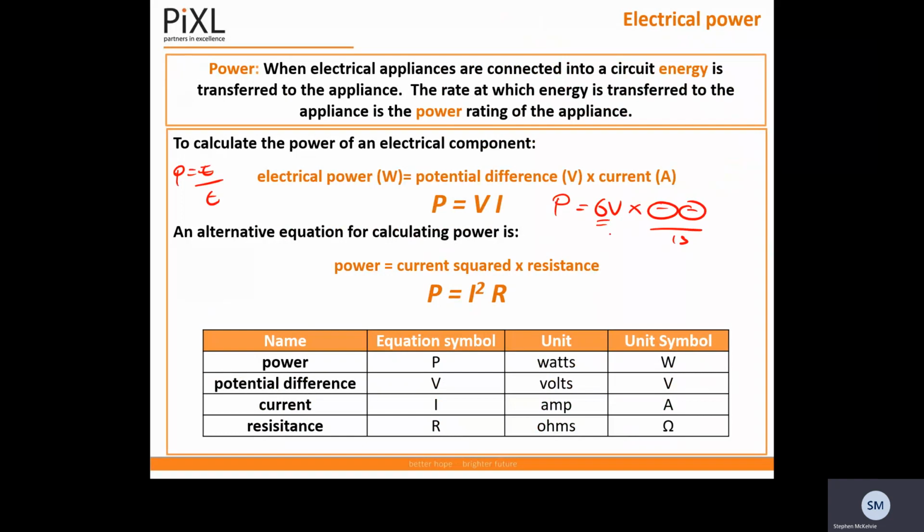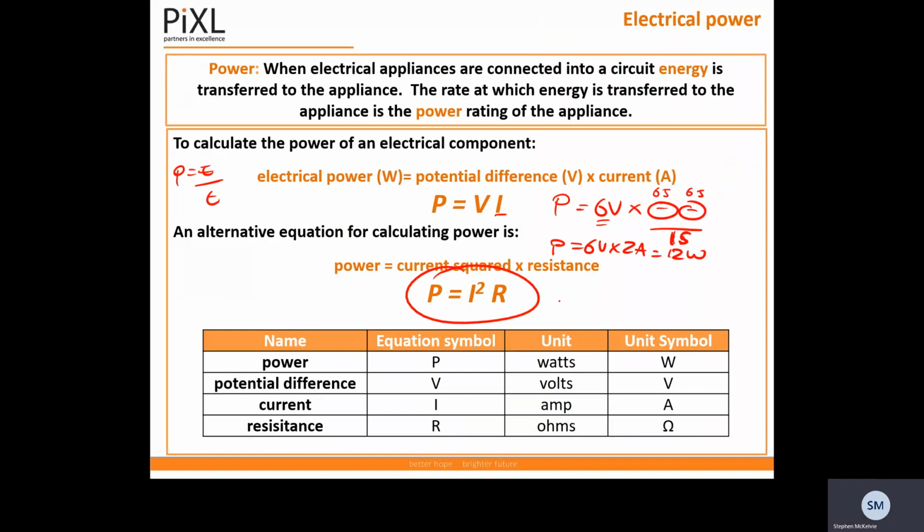So if this is 6 volts, that means that each of these coulombs are carrying 6 joules each. And because current is the amount of coulombs per second, that gives me a measurement for rate. So power is equal to voltage multiplied by current. If I have 6 volts and 2 coulombs every second, then the total amount of power will be 12 watts.